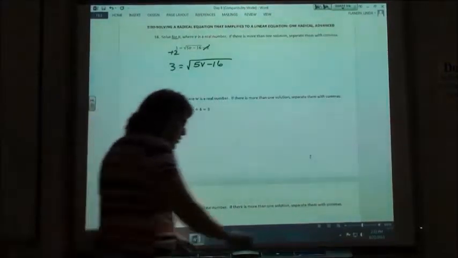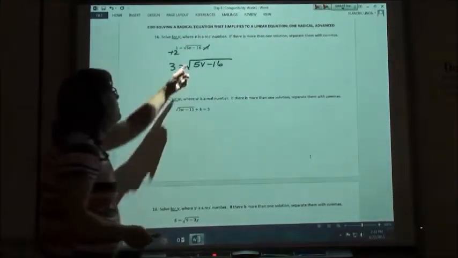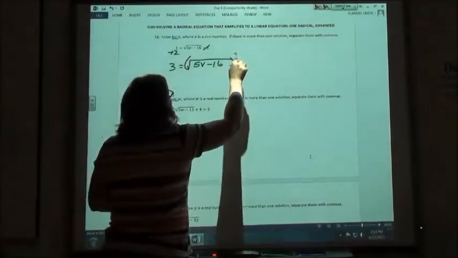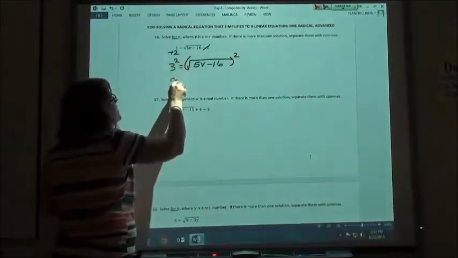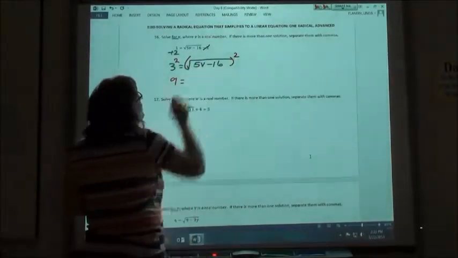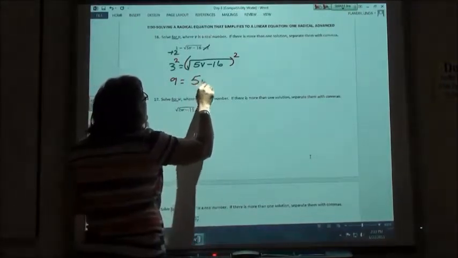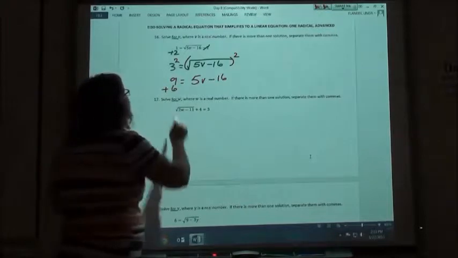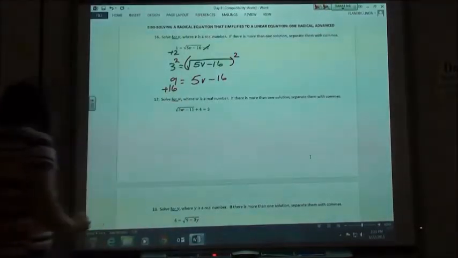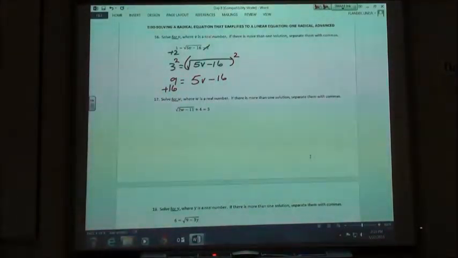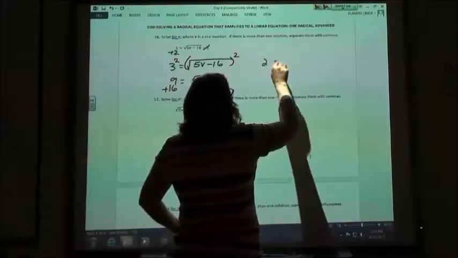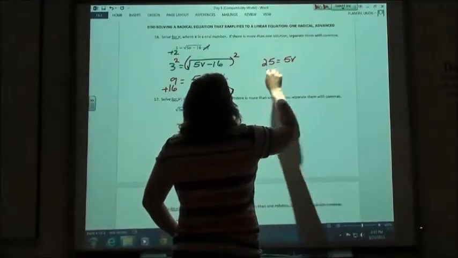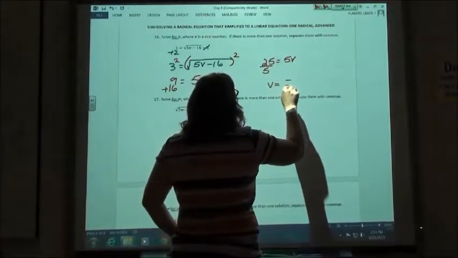Now I can get rid of the square root since it's by itself by squaring both sides. 3 squared is 9. When we square a square root, it cancels out, so we get 5b minus 16. So we're going to add our 16 to move that over to the other side. So 9 plus 16 is 25. So 25 equals 5b. And when we divide by 5, then b equals 5.